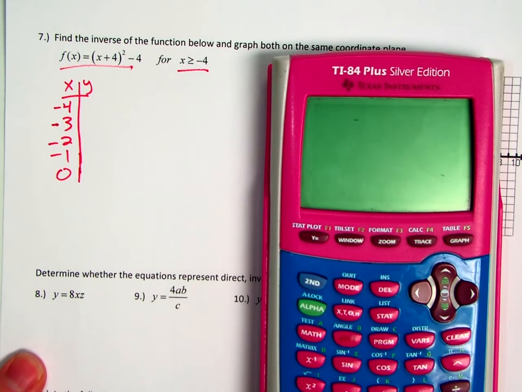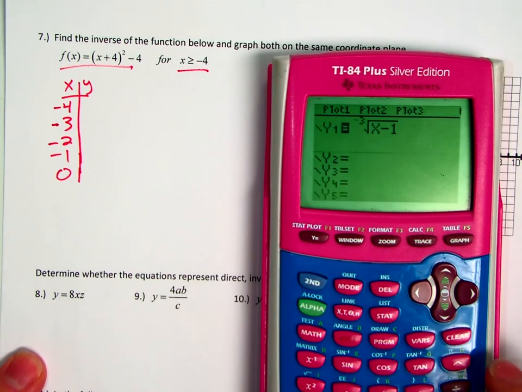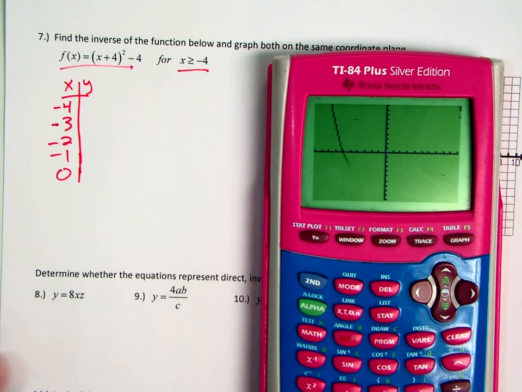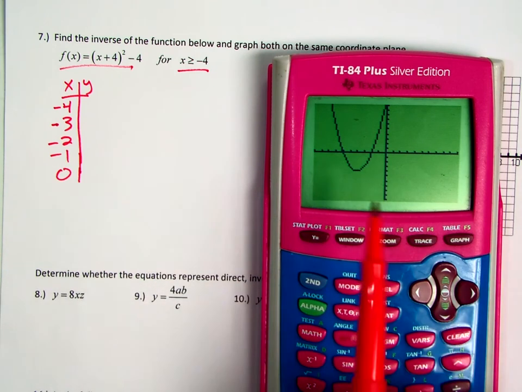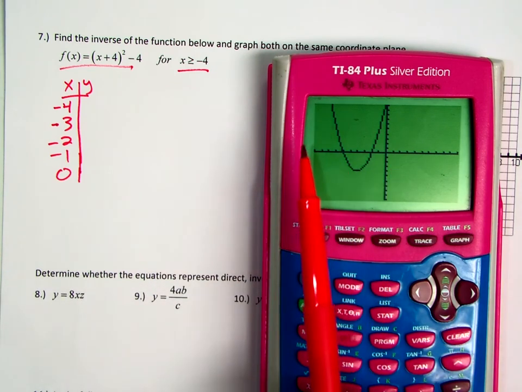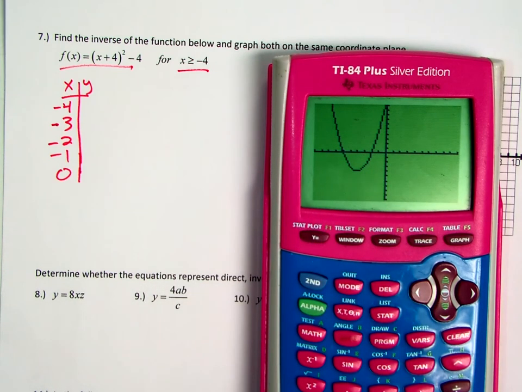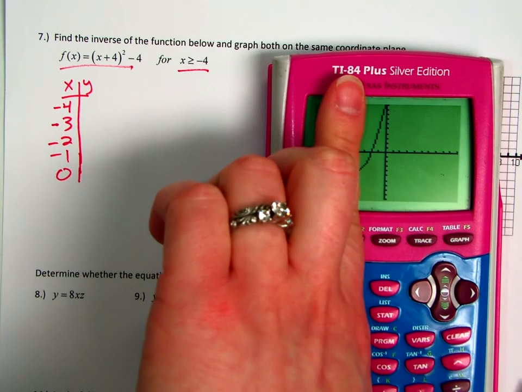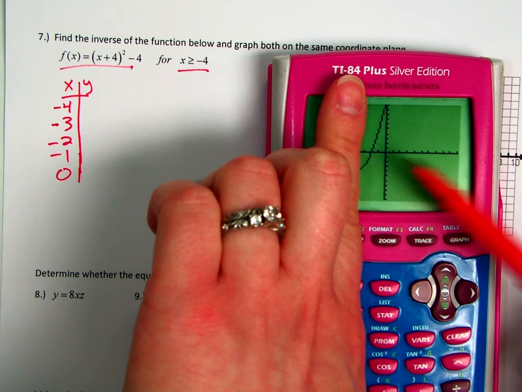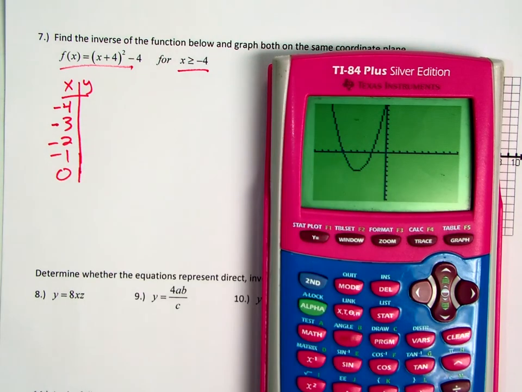And then I'll get out my graphing calculator, go to the y equals, clear out anything that's there. So then we have (x plus 4) squared minus 4. I can graph it so I can get an idea of what my graph should look like and where it should be. Now notice there's a constraint, right? Because otherwise this would not be invertible. They're telling us x has to be greater than or equal to negative 4, so they're going to cover up this section. So we're only looking at this side of the graph, that way we can invert it. That's why there's a constraint there.